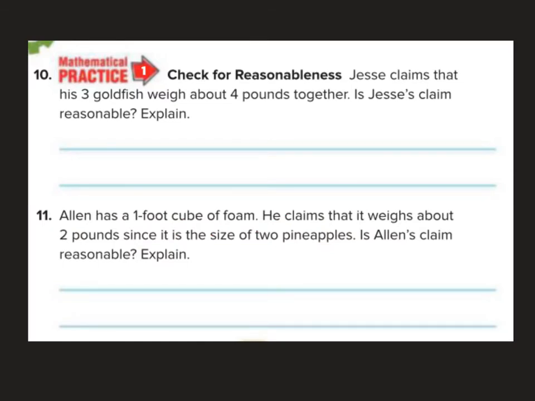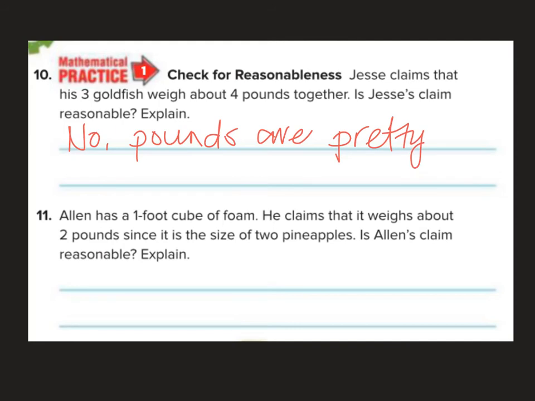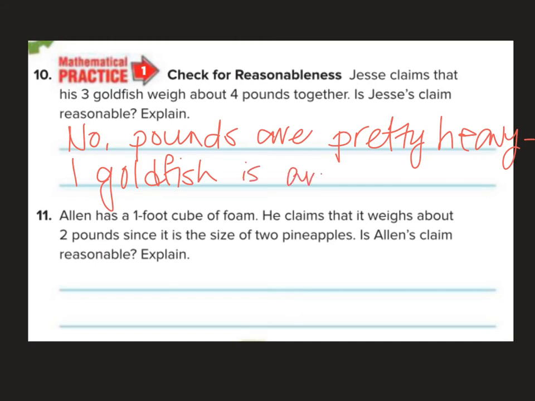Jesse claims that his 3 goldfish weigh about 4 pounds together. Is Jesse's claim reasonable? No, I would not say so. Pounds are pretty heavy. I would guess that a goldfish is around, I would say, a couple ounces.